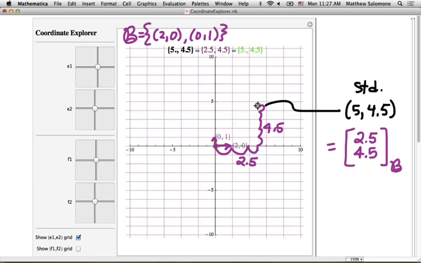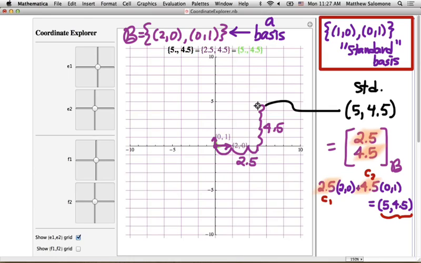And the reason that it works that way is because if I take these coordinates, 2.5, 4.5, and I form that linear combination of my basis vectors, 2, 0, 0, 1, I take that linear combination, sure enough, I get 2.5 times 2, and then 4.5 times 1. So that's what I mean when I say that the coordinates are really just a solution to the equation: what times 2, 0 plus what times 0, 1 gives us 5, 4.5.